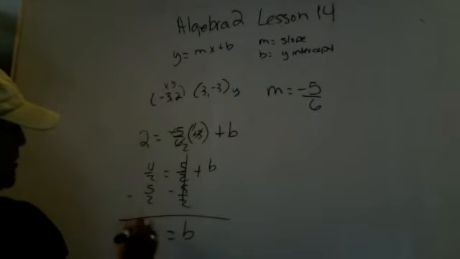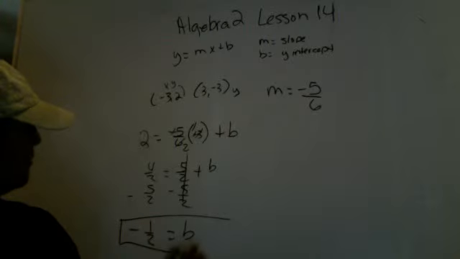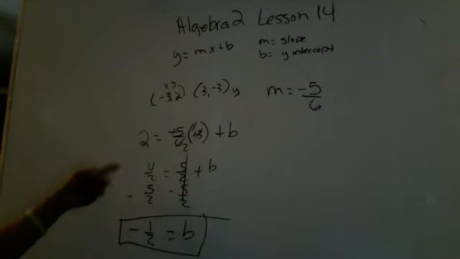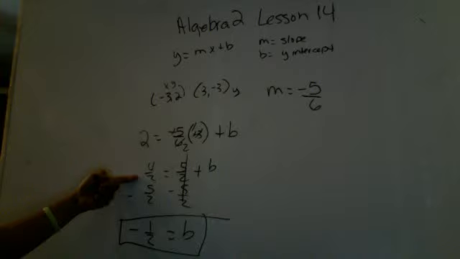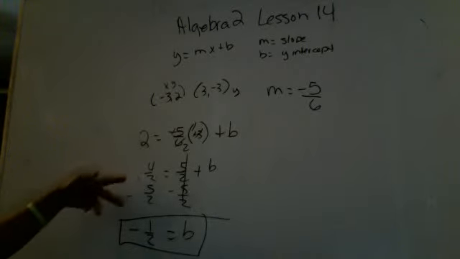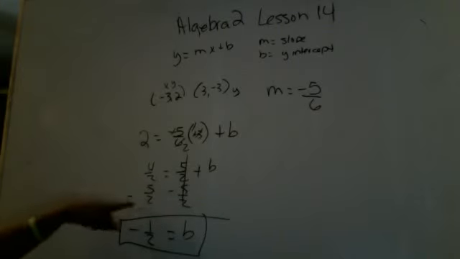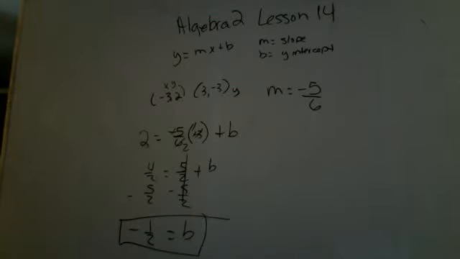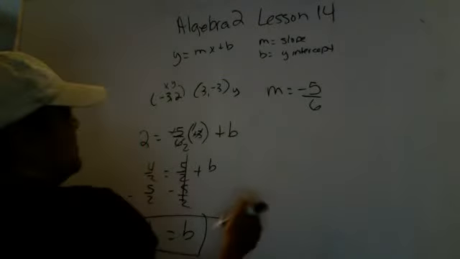And this simply becomes a negative 1 half. You see that? I just renamed 2 to 4 over 2, and because they're different signs, I find the difference. 5 minus 4 is 1, and 5 halves is bigger, so I keep the negative there. All right, so let's try this one.